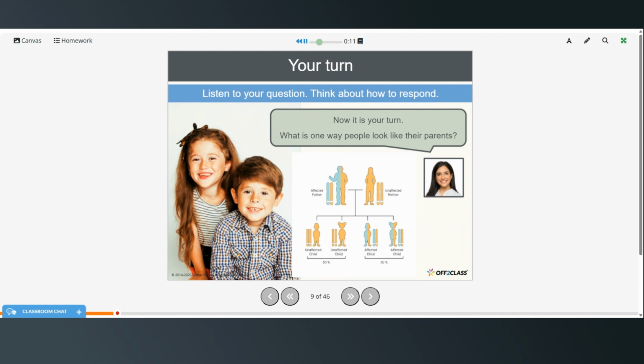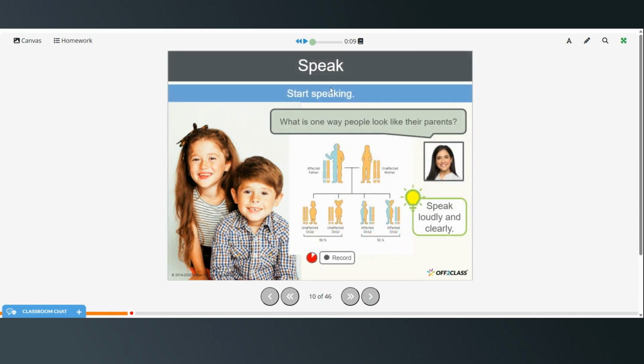Leela talked about who she looks like in her family. Now it's your turn. In a moment, the teacher will ask you one way people look like their parents. Think about it. Now it is your turn. What is one way people look like their parents?